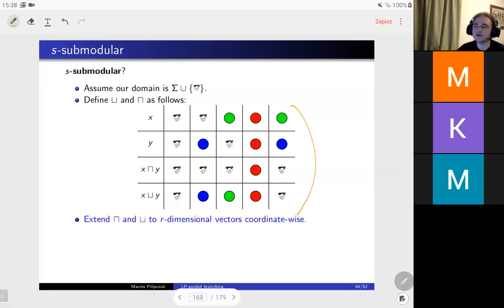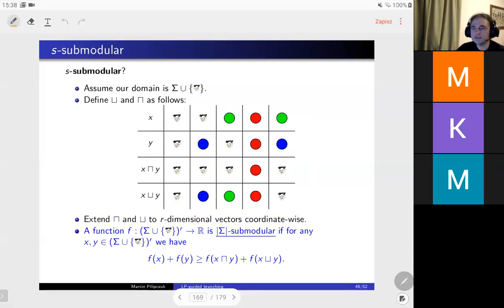You can think of this as being on a single vertex. If you have a function with values in the domain, you apply the intersection and union operations coordinate-wise. And submodularity means the same algebraic sentence as before. You think of this as a valuation, like how much you pay for a tuple. You have one valuation and another valuation, you hit them with intersection and with union, and then you pay for the intersection and the union not more than you paid for the original valuations.